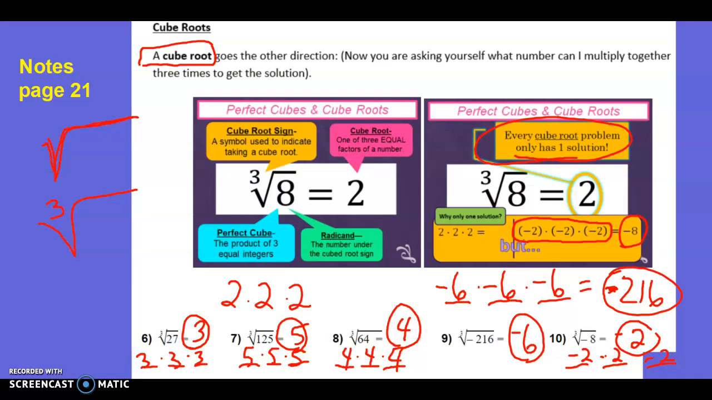So cube root is all about going backwards and trying to figure out which number multiplied by itself 3 different times would give me that number under the cube root sign. And it can be a negative number. Also remember, cube roots only have one solution, whereas square roots could have 2 solutions.